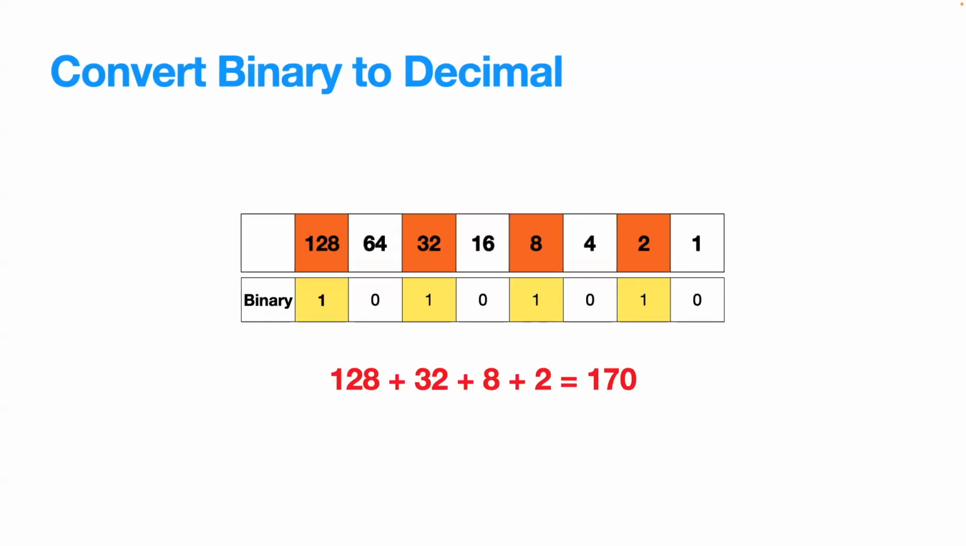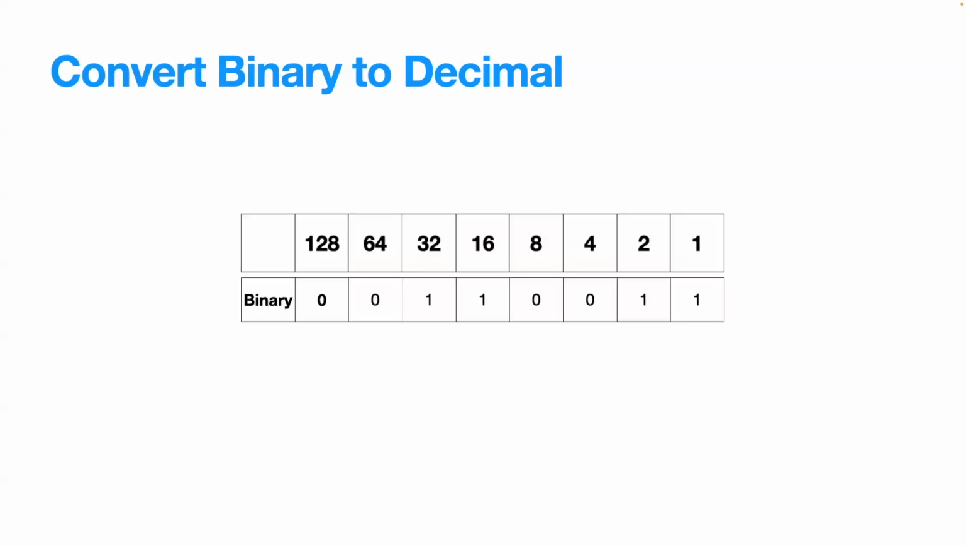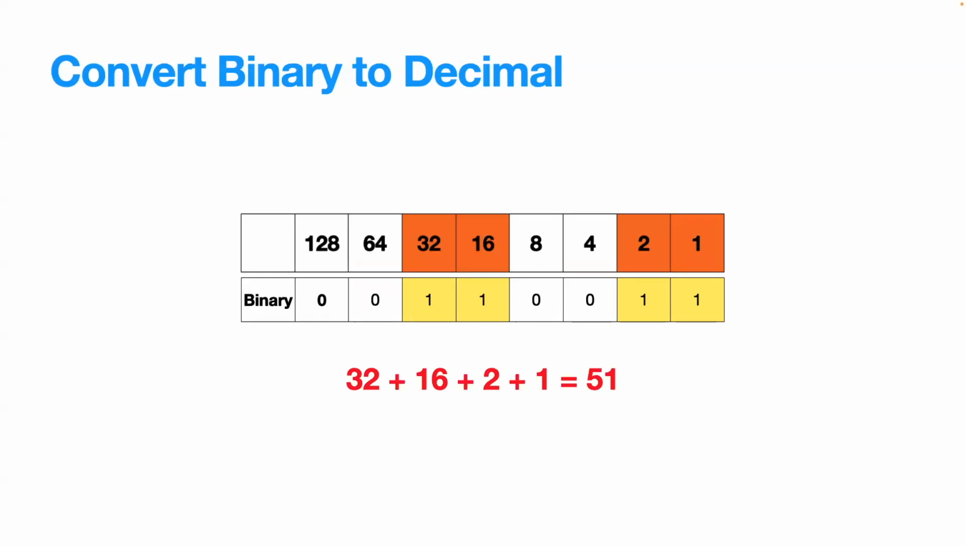In this way, we will see one more example. In the second example, I am going to use the binary number 00110011. Here also, above these binary ones, we will add the corresponding value. So adding 32, 16, 2 plus 1, we will get 51. That is the decimal value for this binary number.